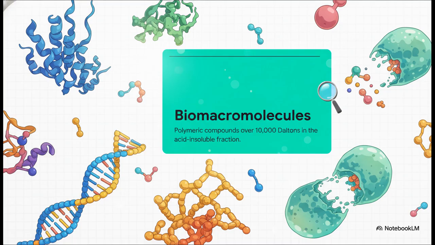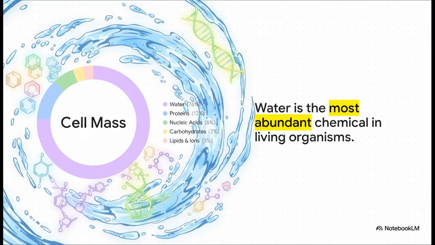Because when we grind up the tissue, the cell membranes shatter and form these water-insoluble vesicles, so they get stuck. They aren't strictly macromolecules by weight, but they end up in the macromolecular fraction anyway. So, what are you mostly made of? Well, water. A whopping 70 to 90% of your cell mass is just water. Following water, proteins take the number 2 spot at 10 to 15%, followed by nucleic acids, carbohydrates, lipids, and just a tiny fraction of ions.